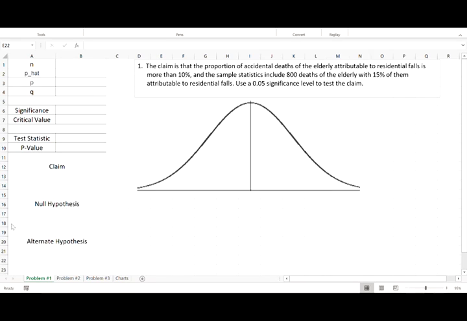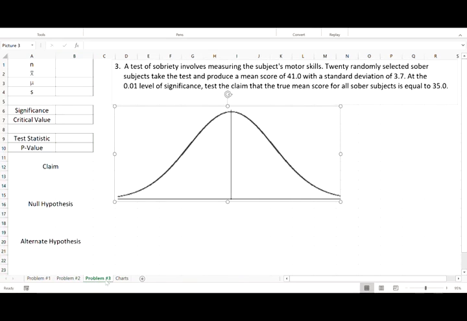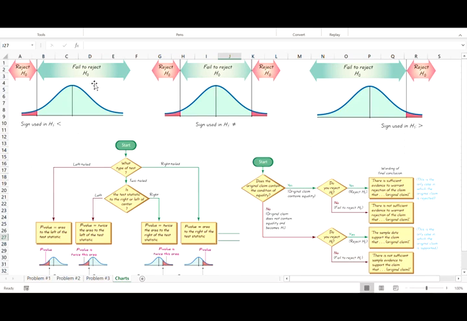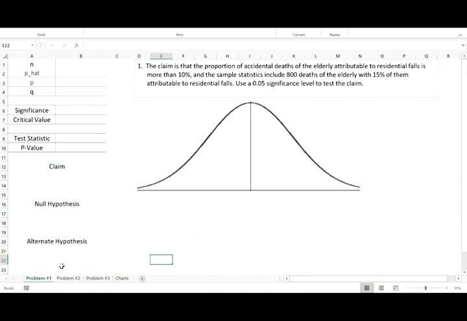Now you'll see down here at the bottom, there's 4 sheets. There's 1 sheet for each of the problems. So if you scroll through here, there's problem 2, problem 3, and then this fourth sheet here, charts. Well, I just put some of the important visuals that you might want to reference. So how to choose whether it's a right tail, left tail, or two-tail test, how to find your p-value, and how to state your final conclusion. So you may want to reference those if you're working through one of these problems on your own.